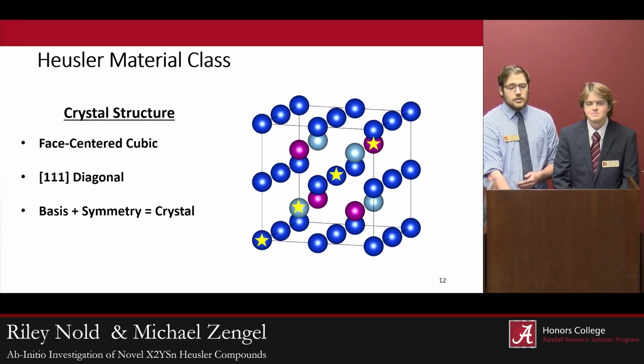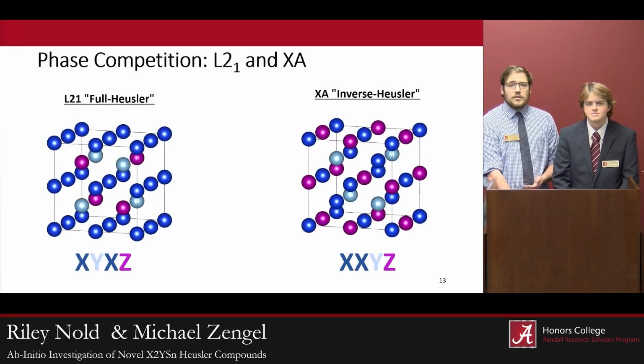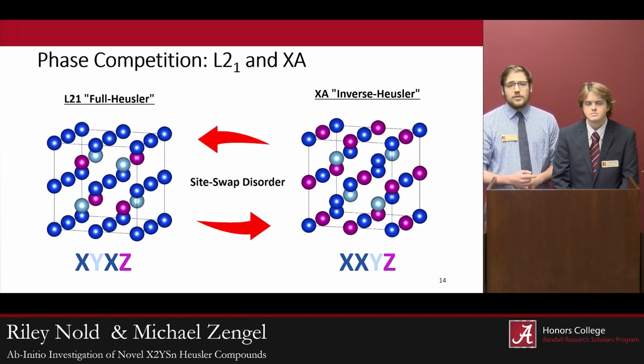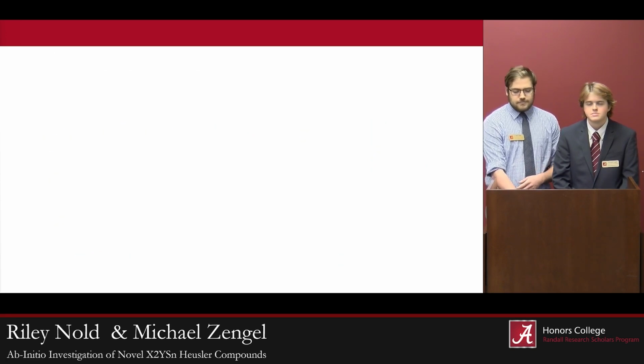the 1-1-1 diagonal. In our research, we isolate two specific orderings, known as the L21 full Heusler and XA inverse Heusler phases. For the full Heusler phase, we see that there's an XYXZ ordering, whereas for the inverse Heusler phase, there's an XXYZ ordering. Another way that you can view this is that the difference between the two phases is a swapping of the X2 and Y sites, and understanding the difference between these two phases is an important property of our research.